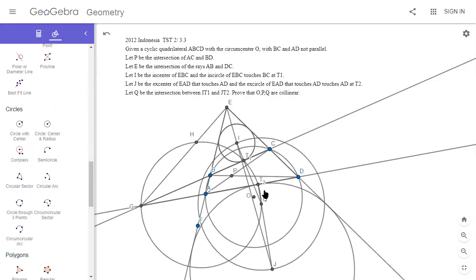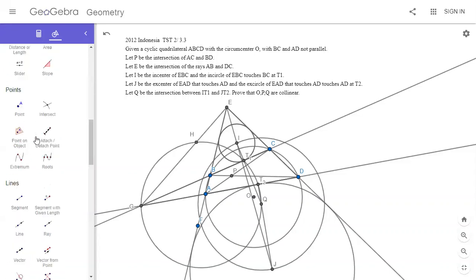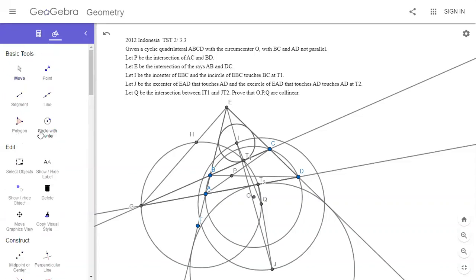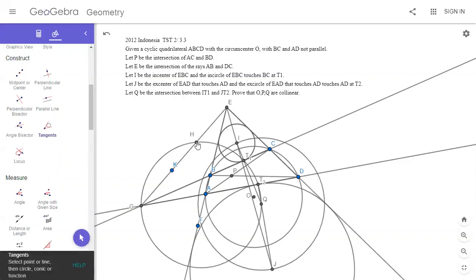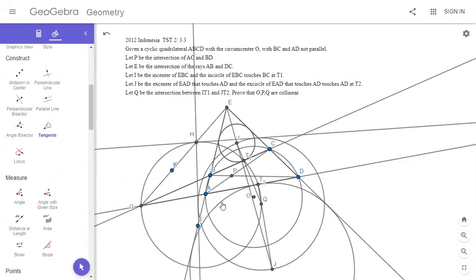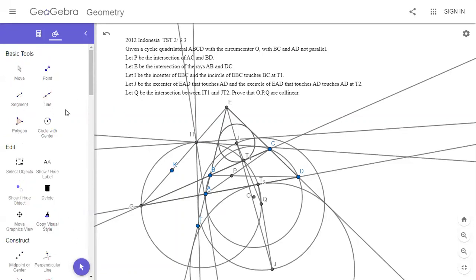Yeah, how do you get the radical axis of two circles that don't overlap? I guess I could try this. So basically, if I draw the tangents from H to each of the two circles, no, I don't think that is the radical axis, because this tangent is longer than this tangent.